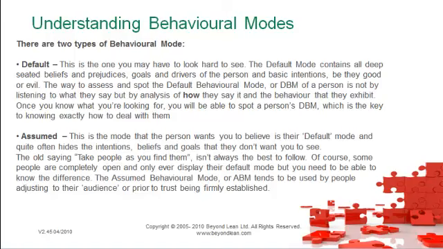So the way to assess and spot the default behavioural mode, or DBM, of a person is not by listening to what they say, but by the analysis of how they say it and the behaviour that they exhibit, not only while they're saying it, the body language, but afterwards. Do their actions match their words? Once you know what you're looking for, you'll be able to spot a person's default behavioural mode, which is the key to knowing exactly how to deal with them, to get them to make the changes in their behaviours that you need them to make to enable the changes in the organisation to stick.